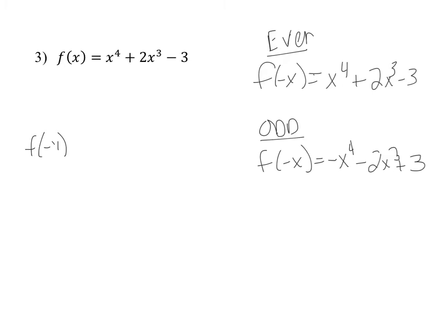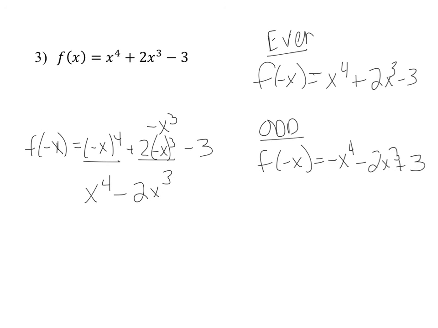F of negative x equals negative x to the 4th plus 2 times negative x to the 3rd minus 3. Even exponent stays positive. Odd exponent, this is negative x to the 3rd. So 2 times negative x to the 3rd is negative 2x to the 3rd, and then minus 3. So this one right here doesn't match either of these. It has to match exactly, so it's neither.